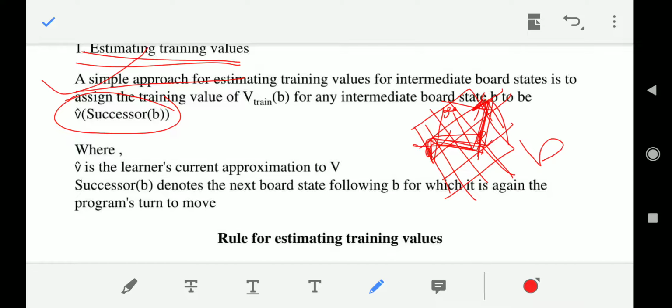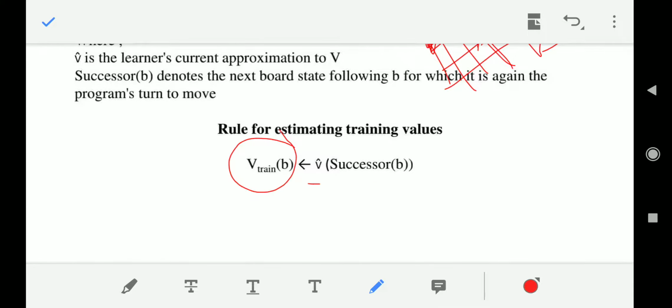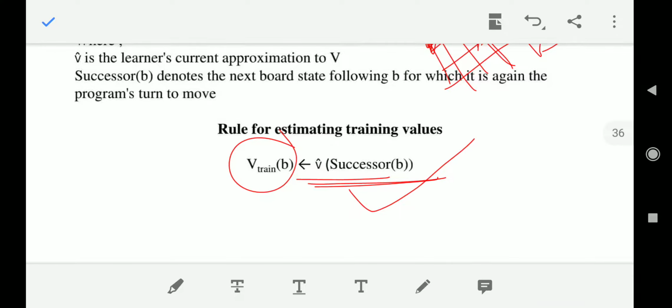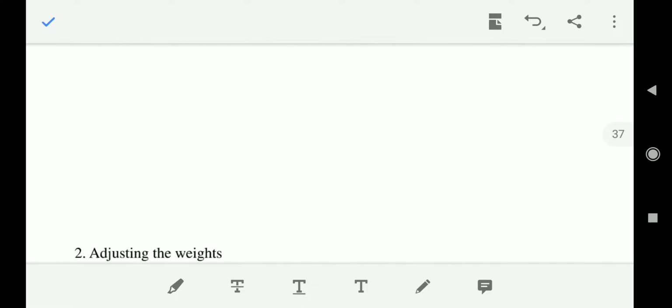That will be assigned as the training value. You can see here, for the training value, your successor move will be assigned. I hope it is clear. If any doubt, you just comment below. I will solve that in the next class.